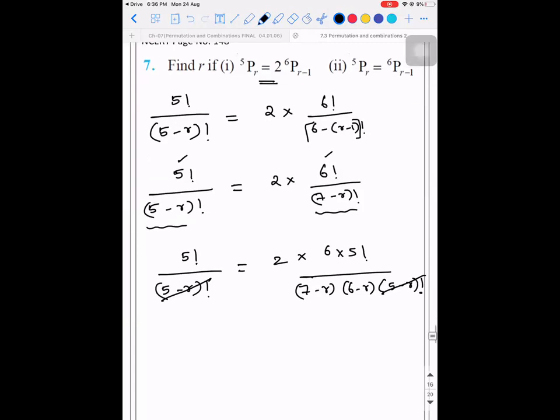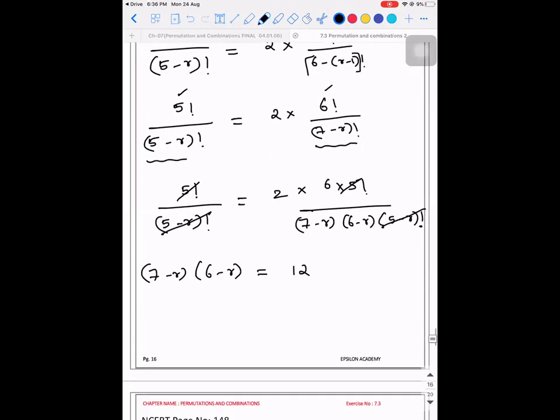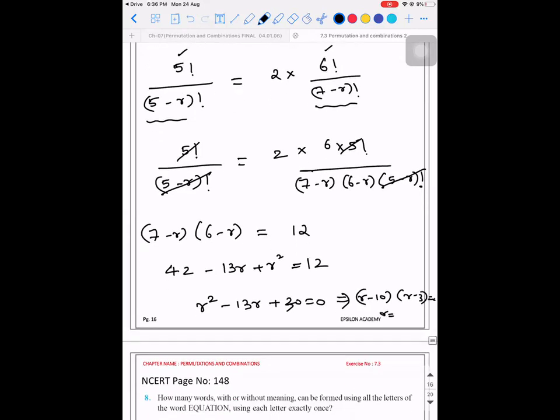This and this will get cancelled. 5 factorial is gone. So (7 minus r) into (6 minus r) will be equal to 12. So 42 minus 13r plus r square is equal to 12. So r square minus 13r plus 30 equal to 0. Sorry, 30, right? So how can I write it as? This will be (r minus 10) into (r minus 3) equal to 0. So r will be 3 or 10.